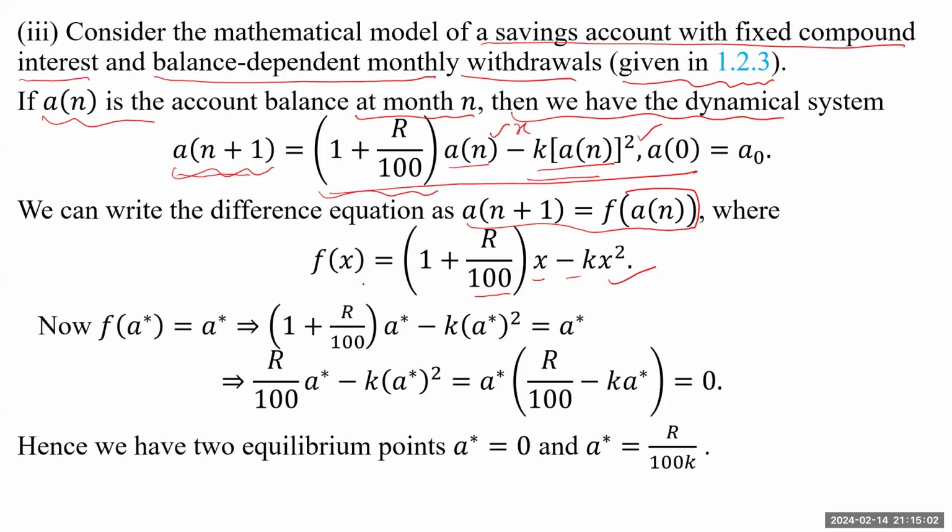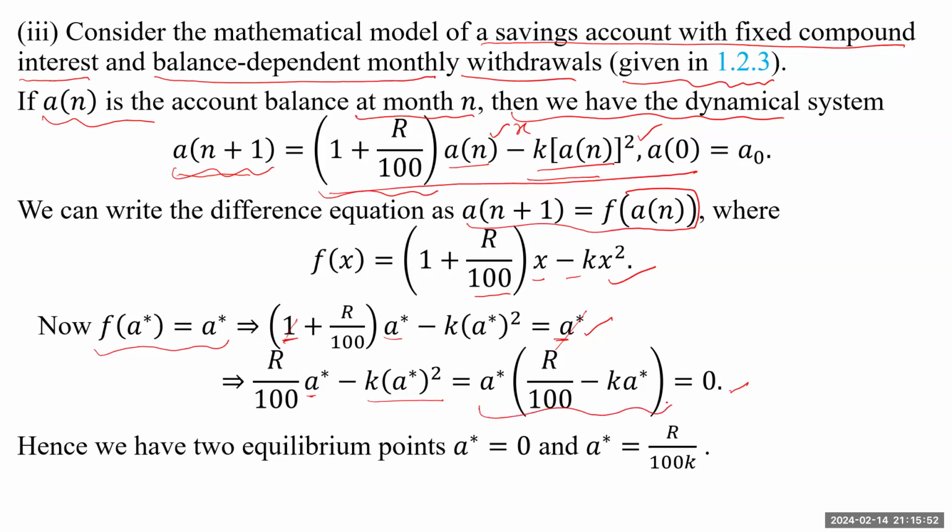So how do we calculate the equilibrium point? If this function has an equilibrium point, then the condition is f(a*) equals a*. So this is (1 plus r over 100) a* minus k times a* square equals a*. Then the 1 times a*, and this a* will be cancelled, right? And you will get r over 100 times a* minus k times a* square equals 0. So you can take a* as common: a* times (r over 100 minus k a*) equals 0. So the product is equal to 0.